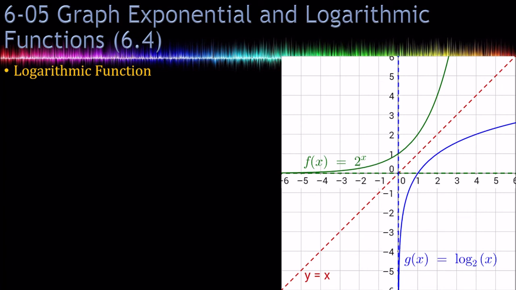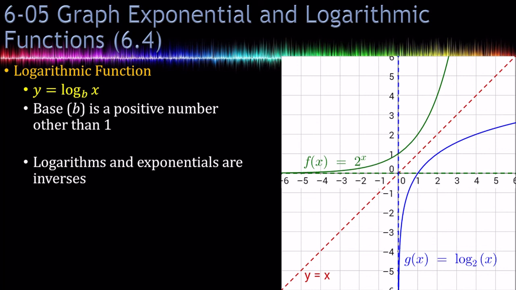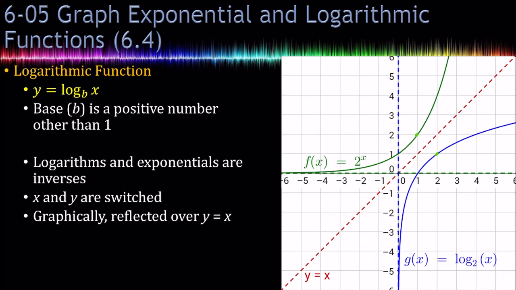All right, those are exponential functions. But now we get logarithmic functions. So something like y equals log base b of x. And our b is some base other than 1. Remember, logarithms and exponentials are inverses, which means the x and y values are switched. So if a point, say, on our exponential is (1, 2), the point on the logarithm would be (2, 1). Which means graphically they're reflected over the line y equals x.